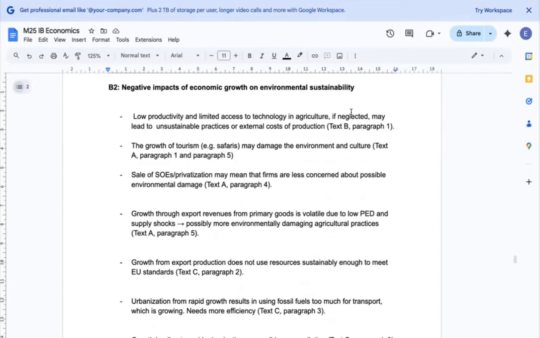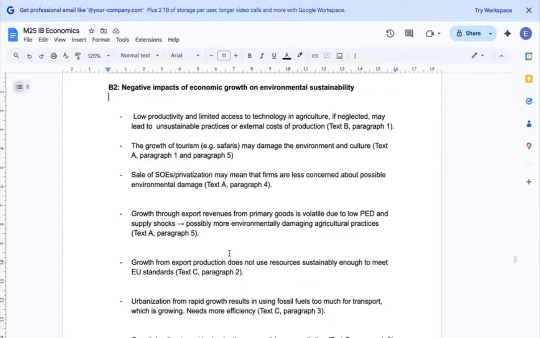damage. Also, growth through export revenues from primary goods is volatile due to its low PED and external supply shocks, so that such can possibly make more environmentally damaging agricultural practices available. And growth from export production does not use resources sustainably, so it's difficult to meet the EU standard. Second last thing is urbanization from rapid growth results in using fossil fuels too much for transport, which is growing, obviously. It requires more efficiency.